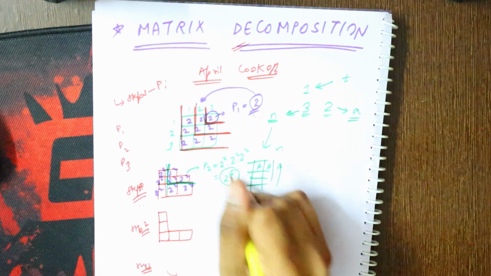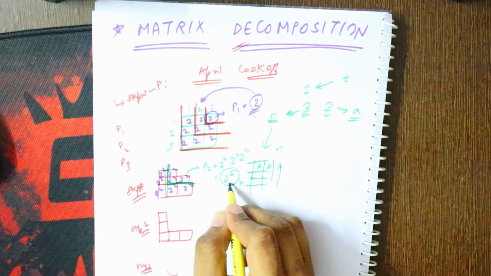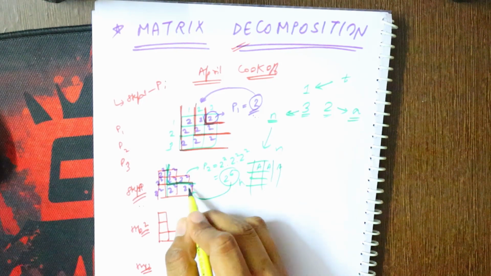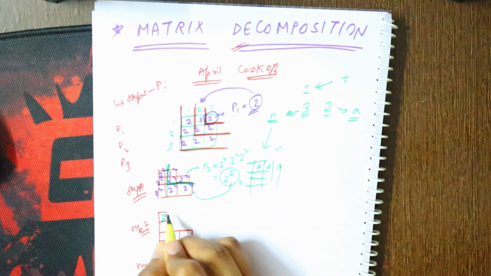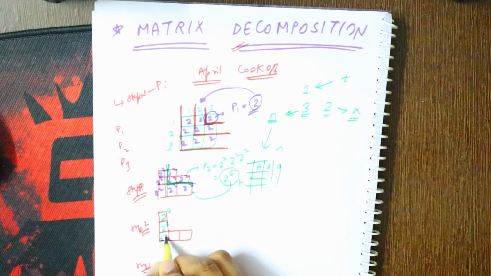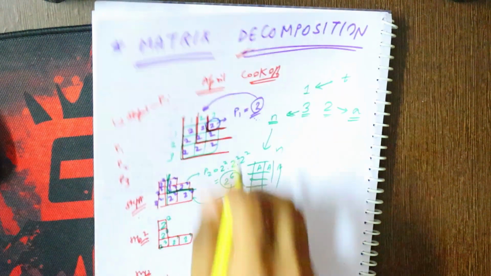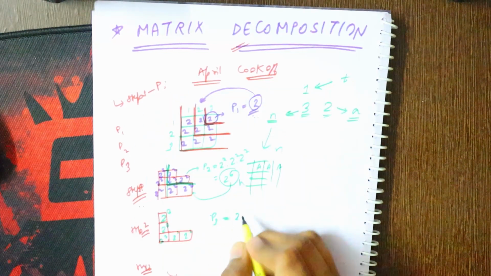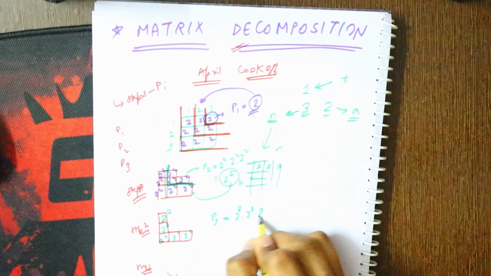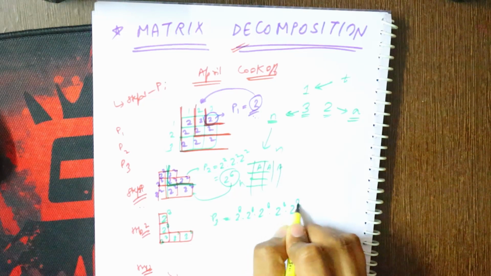So I will multiply all these in this, so these will now become 2 raised to the power 8, 2 raised to the power 8, 2 raised to the power 8, 2 raised to the power 8. So P3 will be what? It will be 2 raised to the power 8, 2 raised to the power 8, 2 raised to the power 8.